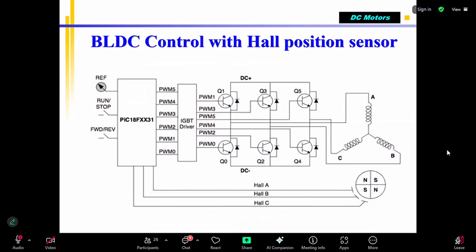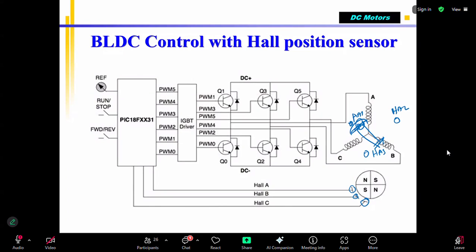So as I told you, to control the BLDC motor, you can use Hall effect sensors. You can see 3 Hall effect sensors will be placed, one here, another one here, another one here. I call them HA1, HA2, HA3. As the rotor rotates, these 3 sensors will sense the current position of the north pole.